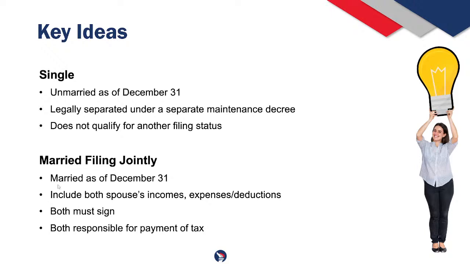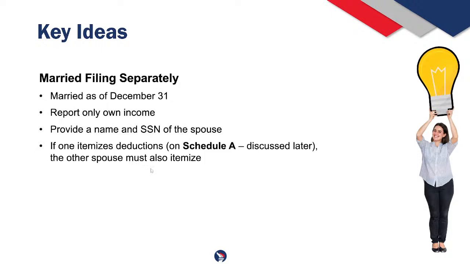Married filing jointly, you have to be married as of December 31st. You have to include both spouses' incomes, expenses, and deductions. Both must sign the tax return. Both parties are responsible for the payment of any taxes that are owed. Now, keep in mind, there's a couple of reliefs here on the married filing jointly. I mentioned the innocent spouse. I'm going to mention the other one here in a second.